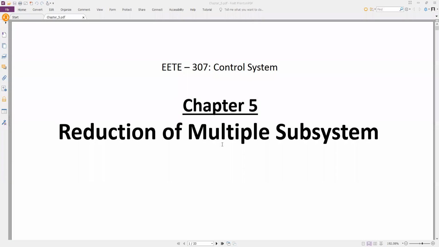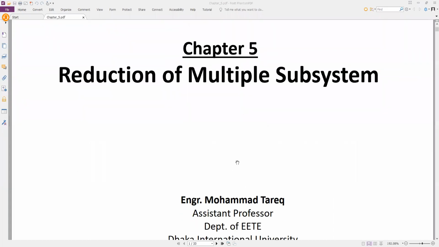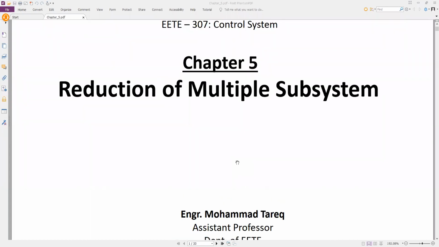Today I will start chapter 5, which is the reduction of multiple subsystems. Reduction of multiple subsystems. As you know, in the control system we have multiple blocks.